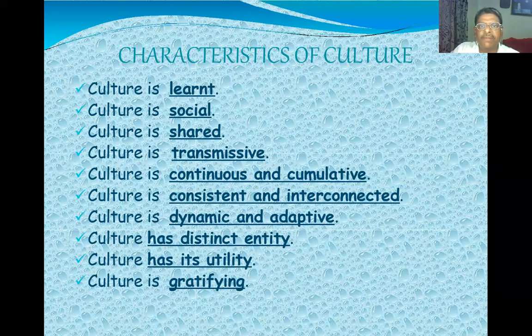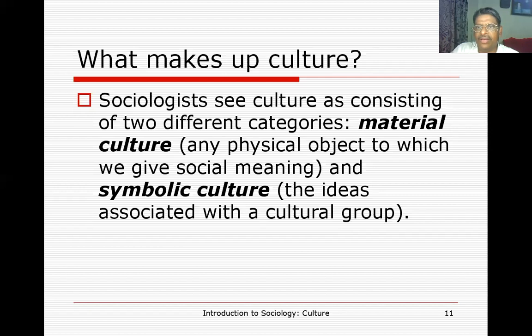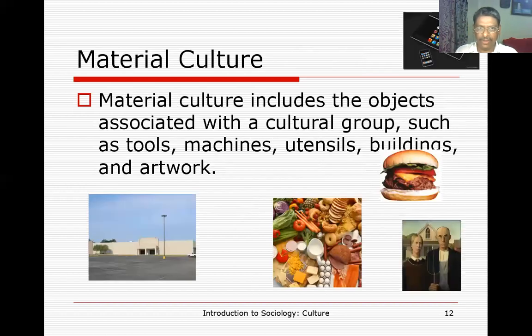So what makes up a culture? Is how the culture comes up. Sociologists see culture as consisting of two different categories: material culture, related to any physical object to which we give social meaning, and symbolic culture, the ideas associated with the cultural group. Two different types. One is material culture and then symbolic culture, particularly material culture.